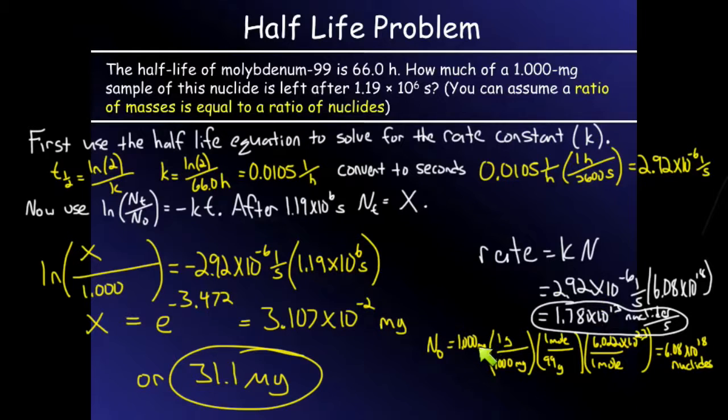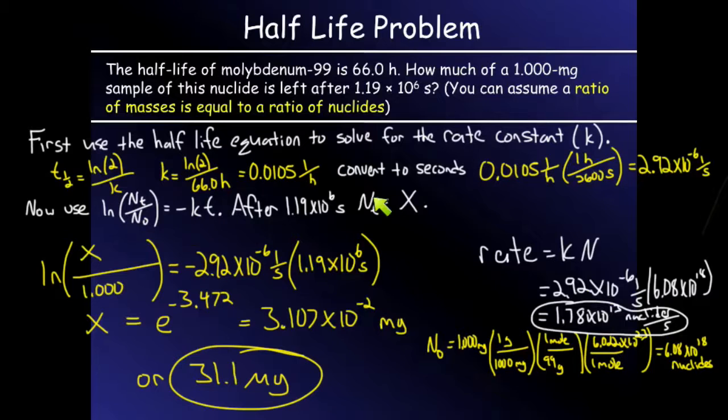If I did not change this mass to nuclides, and I were to just multiply this by 1, then essentially my units would be milligrams decaying per second. More often than not, we express the rate as nuclides decaying per second. So typically the n value here is in number of radioactive nuclides, where the n value for the integrated rate law could be moles or grams or radioactive nuclides.